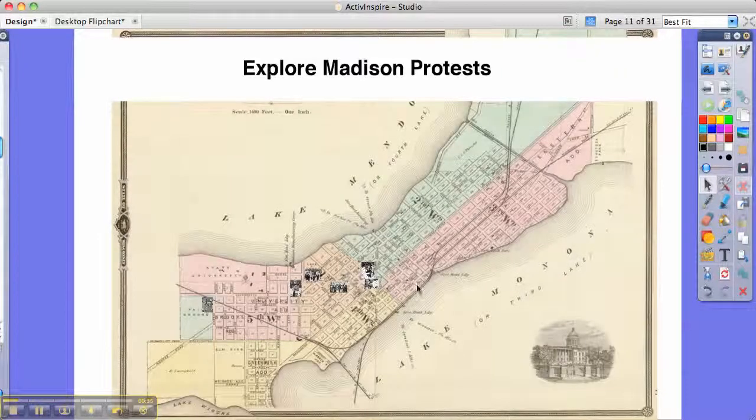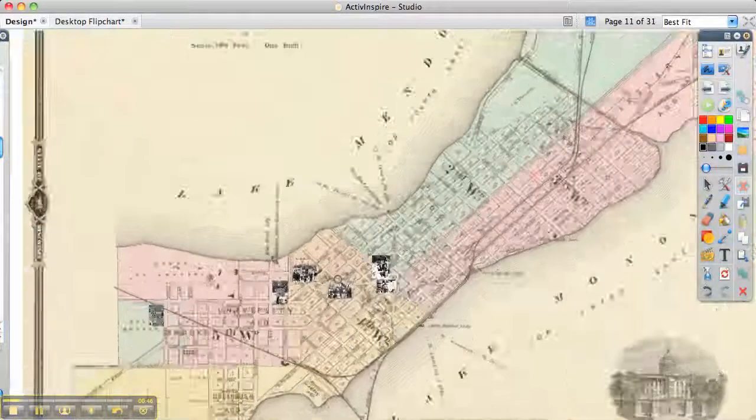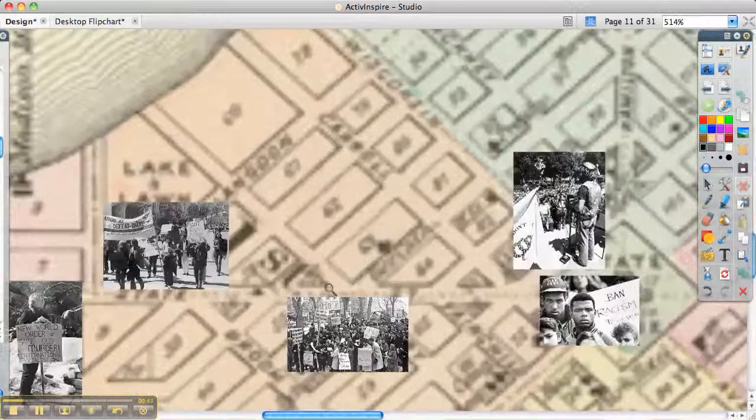This, for example, is a map, and when you click on this, it gives you a tool that allows you to zoom in. So students can explore protests that happened in Madison, Wisconsin by actually zooming in on the exact spot the protests happened. It has a high-resolution photo where you can see State Street in Madison, a busy street where a lot of protests happen. You can actually see where the protests happen.